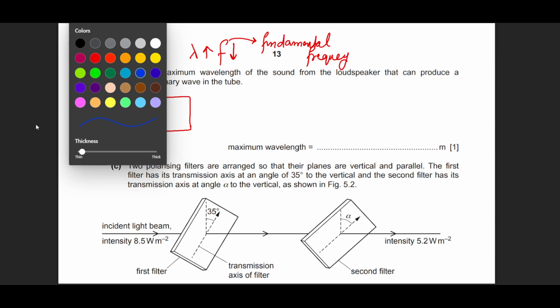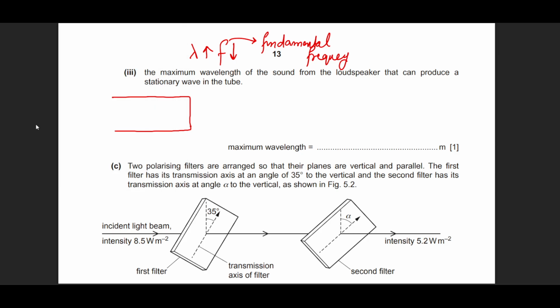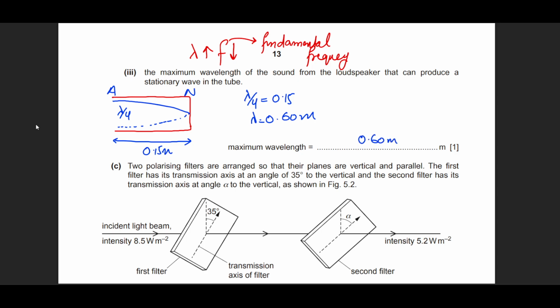Okay, so let's see. What can I do? I have a space of 0.15 meters. What is the smallest wavelength that I can squeeze here? So an antinode in the open and a node on the closed end. So this is the wave that I can make in the smallest possible configuration. So this is actually lambda by 4. So my lambda by 4 comes out as 0.15. Lambda comes out as 0.60 meters. So the smallest possible case I could have done is 0.60.